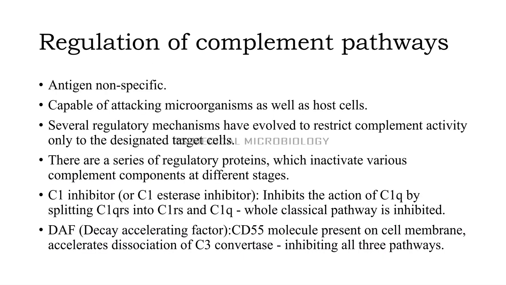So how does the regulation happen? It's antigen non-specific, so it is capable of attacking the microorganisms as well as host cells. So it has to be a very specific regulatory mechanism. There is a series of regulatory proteins, of which the most important one is C1 inhibitor, which will inhibit C1q itself. So what happens? The whole classical pathway is inhibited. Then you have the decay accelerating factor, which is the CD55 molecule present on the cell membrane, which will basically dissociate the C3 convertase. So all three pathways are completely inhibited.